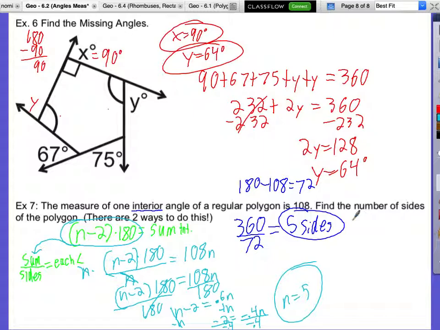And we take the exterior sum 360, divide it by the measure of each exterior angle, which is 72, which we found by taking 180 minus 108, because every interior angle and exterior angle form a linear pair. And we got 5 sides, which was what kind of shape? A pentagon, which is a type of polygon, just more specific.